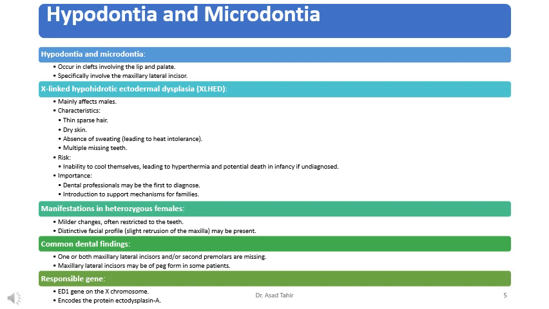Responsible gene: ED1 gene on the X chromosome. Encodes the protein ectodysplasin A.